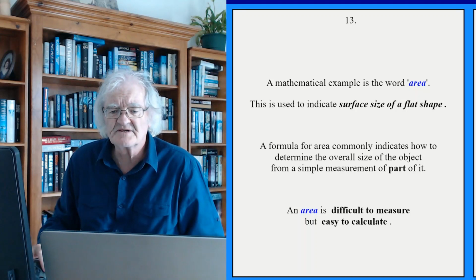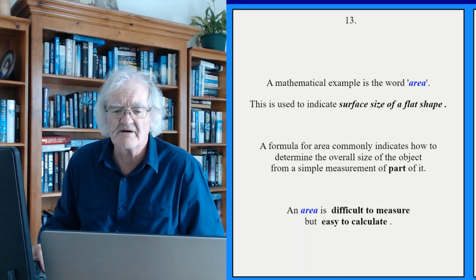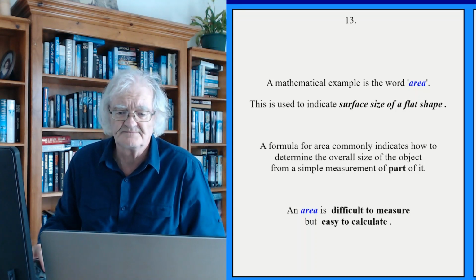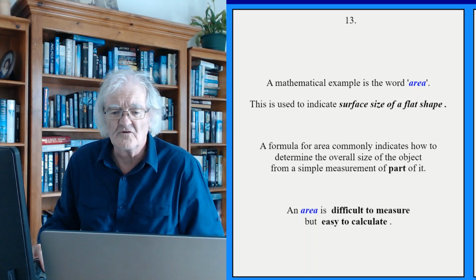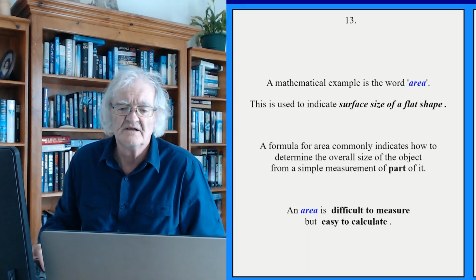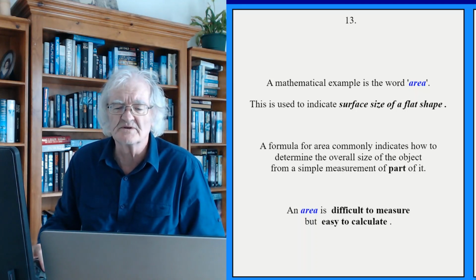A mathematical example is the word area. This is used to indicate the surface size of a flat shape. A formula for area commonly indicates how to determine the overall size of an object, taken from a simple measurement of part of it. An area is difficult to measure, but it's easy to calculate.